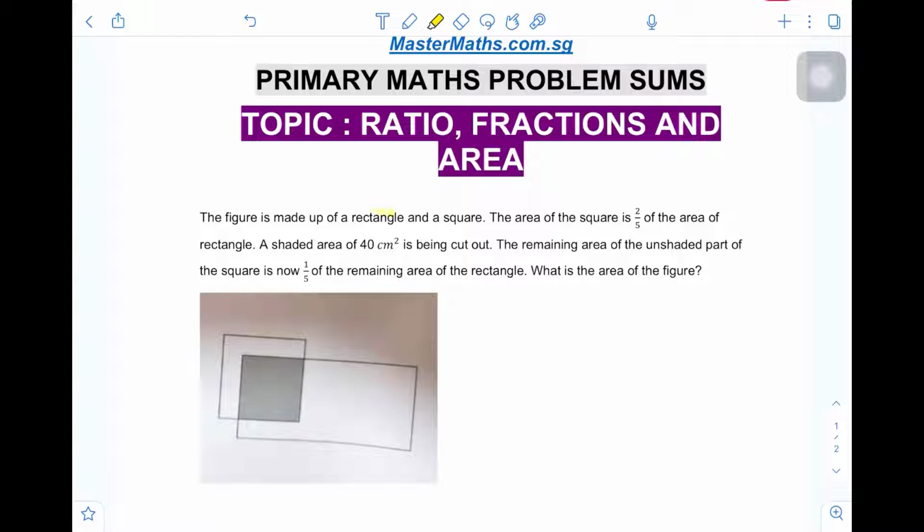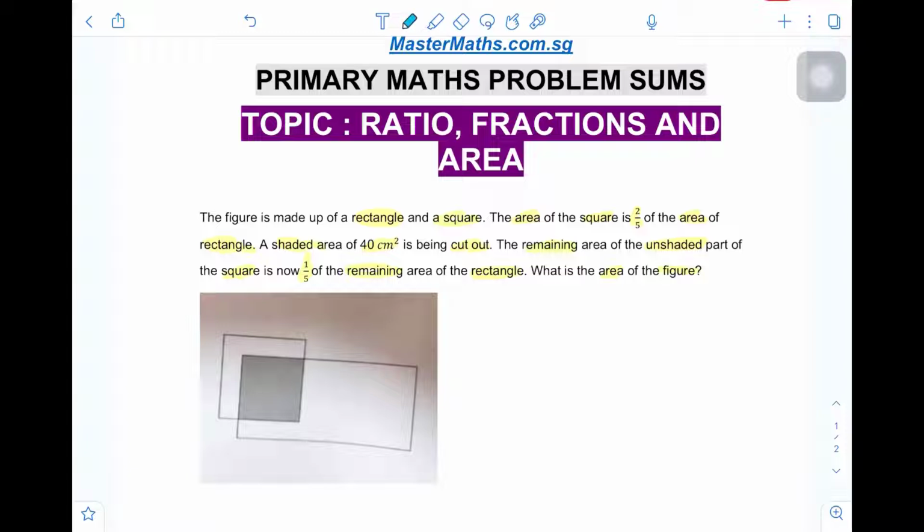The figure is made up of a rectangle and a square. The area of the square is 2/5 the area of the rectangle. A shaded area of 40 square cm is being cut out. The remaining area of the unshaded part of the square is now 1/5 of the remaining area of the rectangle. What is the area of the figure?